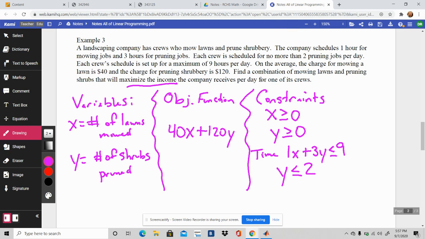All right, so I hope this video helps with setting up linear programming problems. In the next video, we are going to actually do a full linear programming problem where we're going to put it all together.